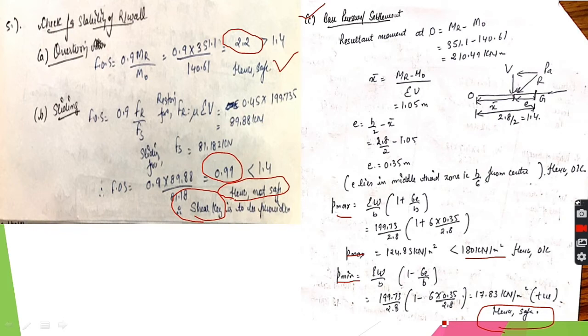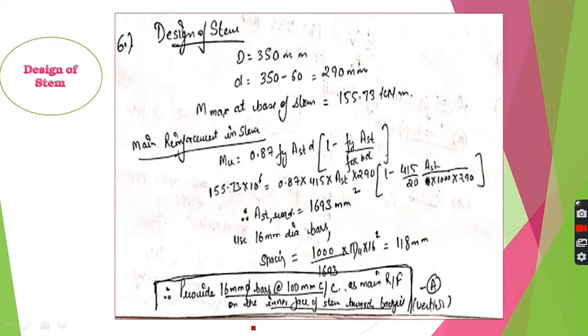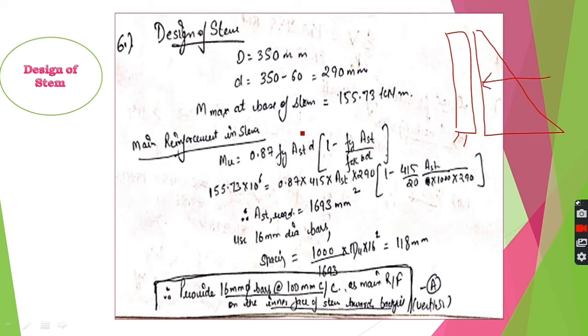So we will provide the reinforcements in different portions. First is the design of the stem. For the stem, we calculate the moment acting at the base of the stem, which is the maximum moment due to this force, and for this moment we calculate the reinforcement. This we have already calculated when we were deciding the thickness of the stem base, so you don't need to repeat it. Directly I will take it as 155. For that you will calculate the reinforcement required, which is coming out to be 1693.